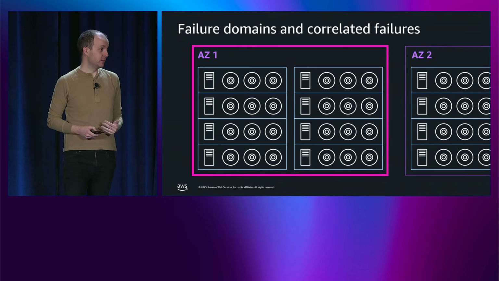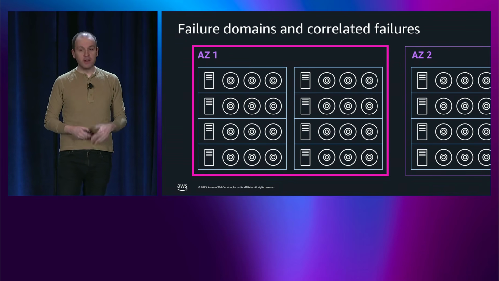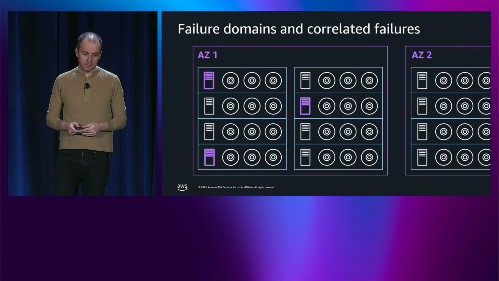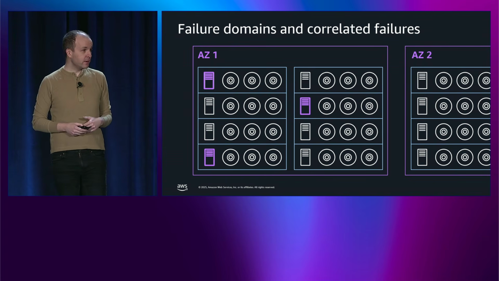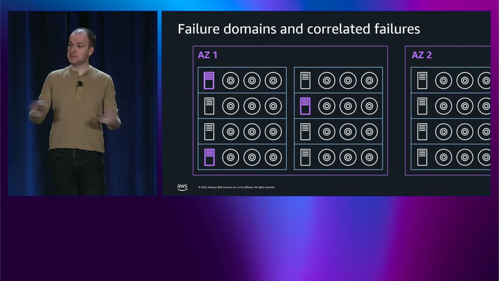But it's not just physical failures. These are physical failure domains. There are other kinds of failure domains we think about as well. Another one that might be less obvious is logical failures. For example, when we deploy new software to our fleet, we don't do it all at once. We deploy it to a few nodes at a time. We ramp up from there.